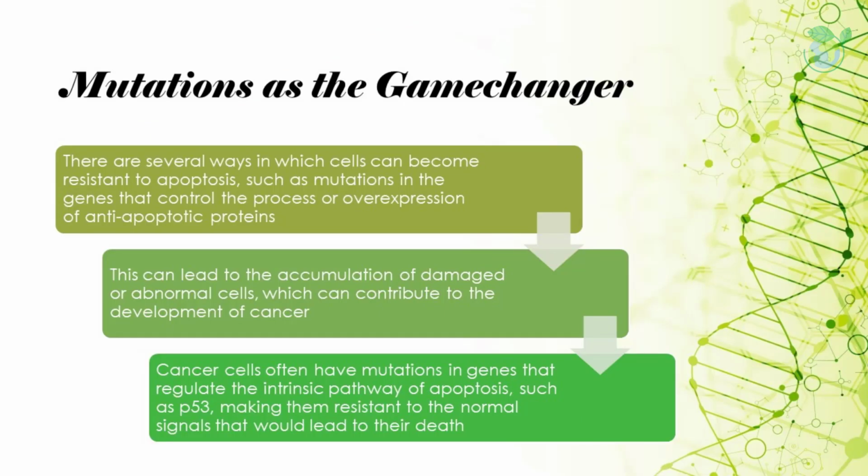Mutations as the game changer. There are several ways in which cells can become resistant to apoptosis, such as mutations in the genes that control the process or overexpression of anti-apoptotic proteins. This can lead to the accumulation of damaged or abnormal cells, which can contribute to the development of cancer. Cancer cells often have mutations in genes that regulate the intrinsic pathway of apoptosis, such as p53, making them resistant to the normal signals that would lead to their death.